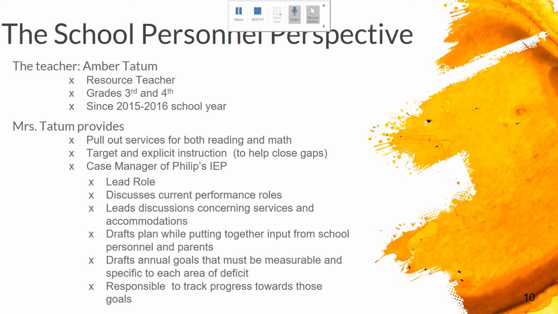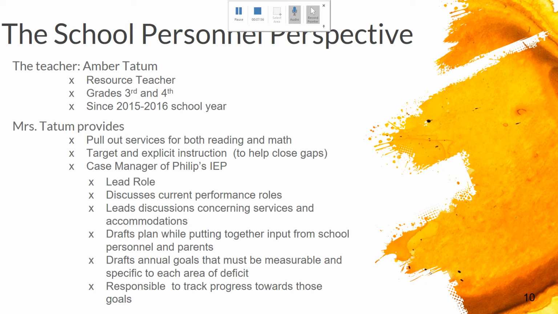Her name is Miss Amber Tatum. I currently work with her. She is a resource teacher. She teaches grades 3 and 4, and she has been working since 2015 in the school system. So I'm first going to discuss what Miss Tatum provides. Miss Tatum provides pull-out services for both reading and math. She uses targeted and explicit instruction to help close the gaps in her resource room.